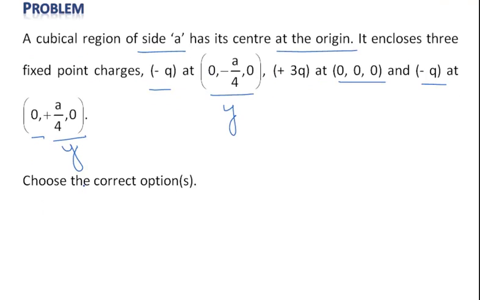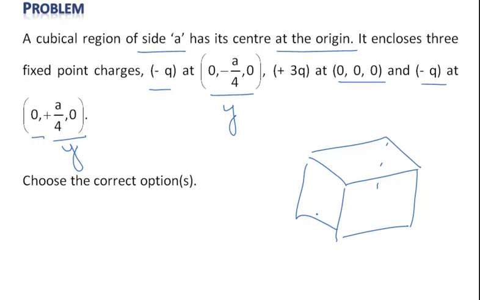Now the cubical region, let us say this is the cube. If the side is A, and this is the center, then this face is at a distance of a by 2 from the origin, and the face opposite to it, that is this face, is also at a distance of a by 2. Similarly this applies for all the 6 faces.